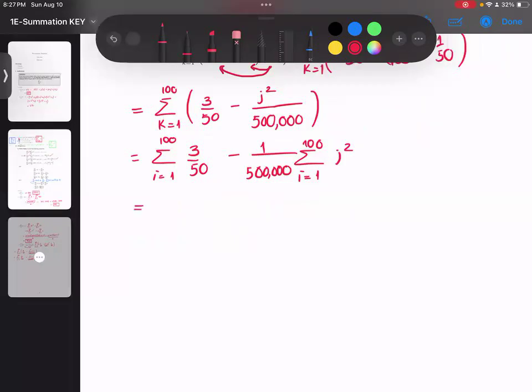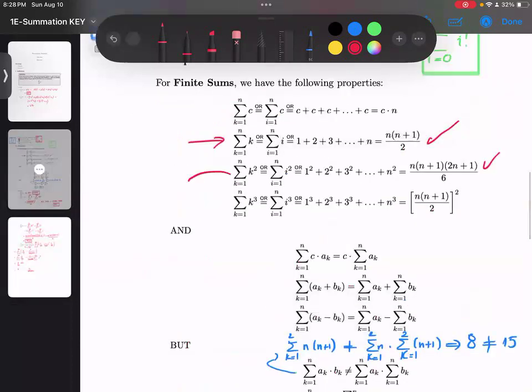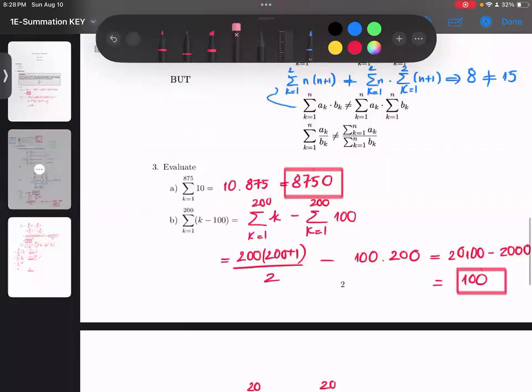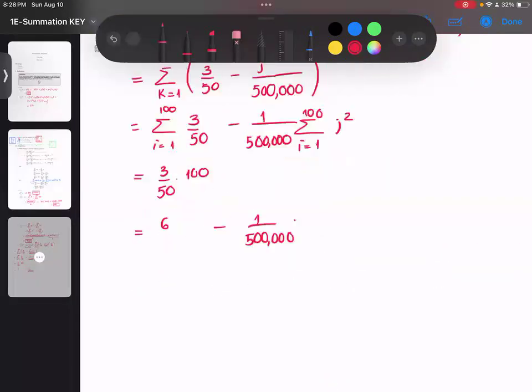Now the first one is the constant rule, right? It's going to be 3/50 times n. n here is 100, which is 30 divided by 5, which is 6. Okay. Minus 1/500,000 times the sum of j squared. So this rule right here, it's going to be n times n plus 1 times 2n plus 1 divided by 6. So n is 100, so 100 times 100 plus 1, times 2 times 100 plus 1, divided by 6.